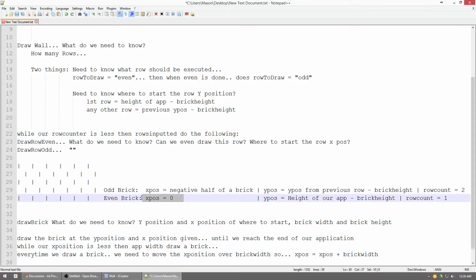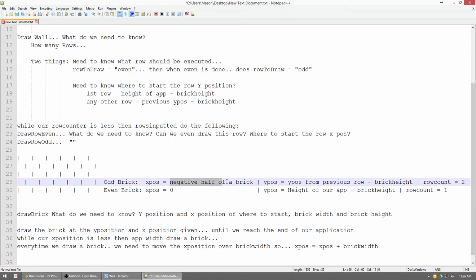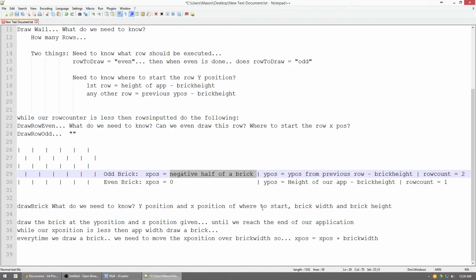So obviously our first x position is going to be whatever we have it set to in our rows here. So inside of draw row even, in programming wise, you'll set the x position to 0. In draw row odd, you'll set the x position to negative half of a brick. And you have to do some math to go along with that to figure it out. Typically, you could even set a variable to that specifically. You could literally make a variable called negative half of a brick and set that equal to a brick divided by 2 minus brick length. But just saying, to help people out.